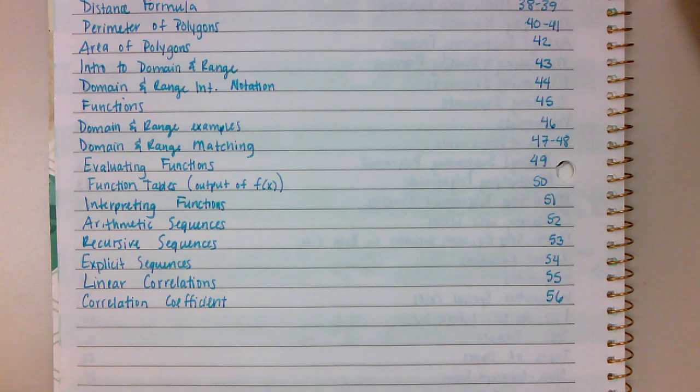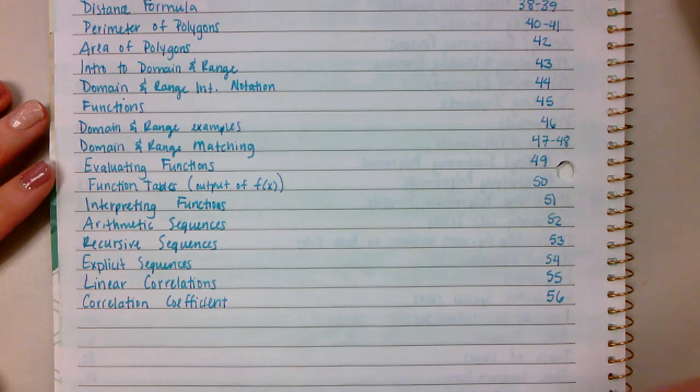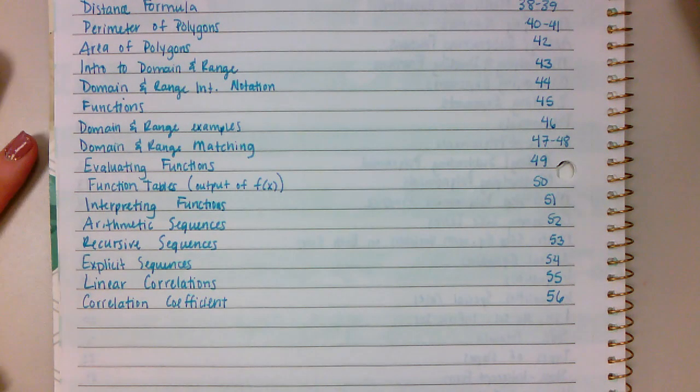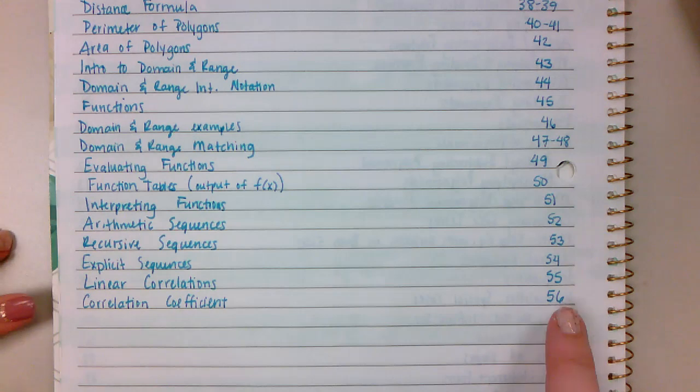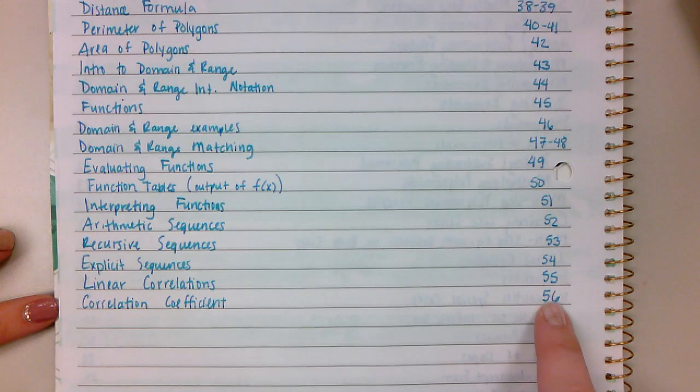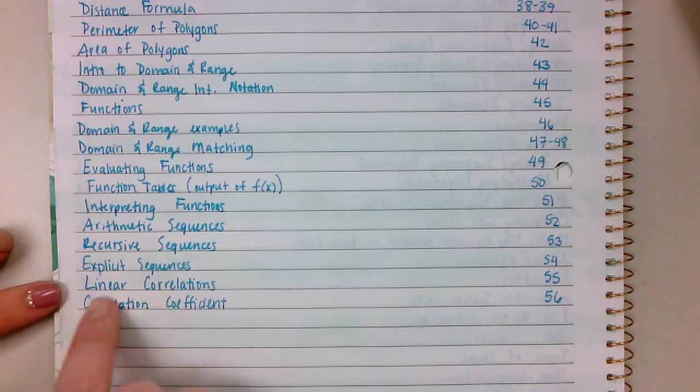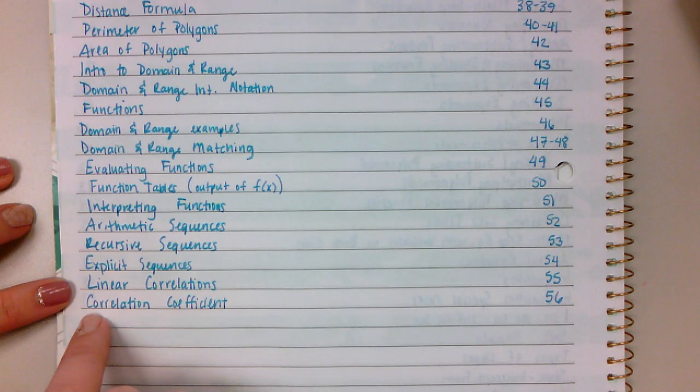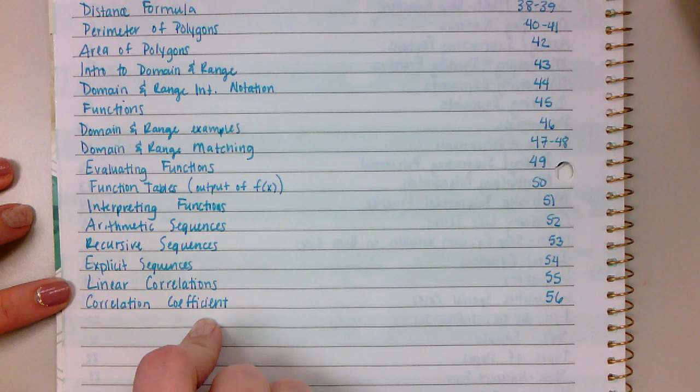Hey guys, so today we are taking notes on linear correlation. So we're starting our 5th unit, and we just ended our last one and we just took our test. So just going to start this video off with our table of contents in case some of you guys are missing any of your notes. At this point, today's notes should be page 55 and 56. So that's going to be linear correlations and then correlation coefficients as well.